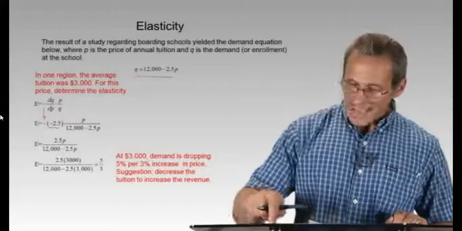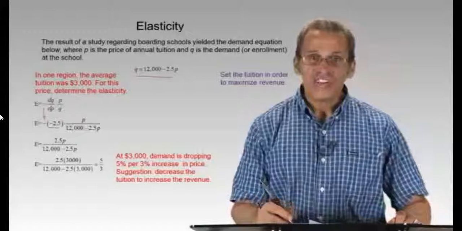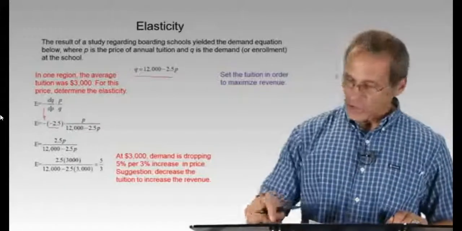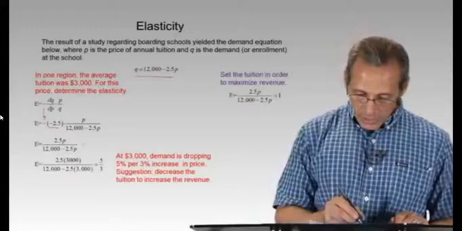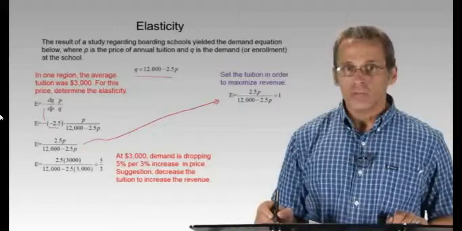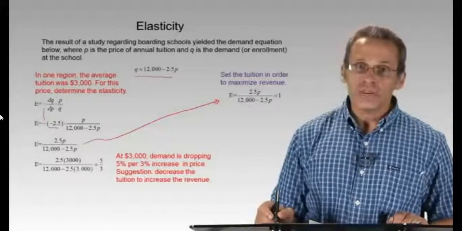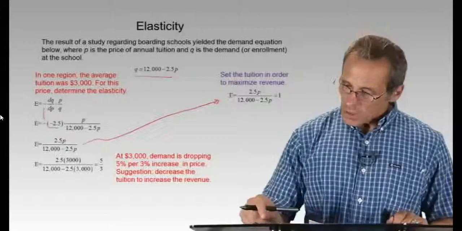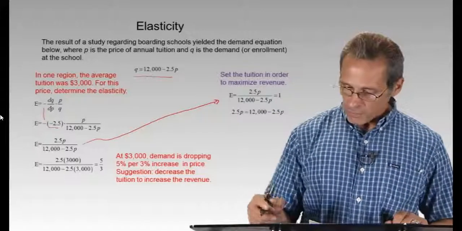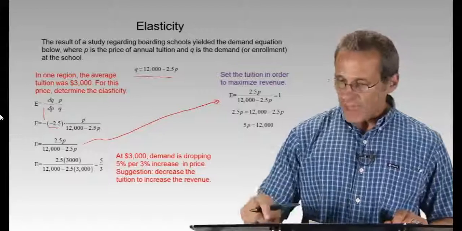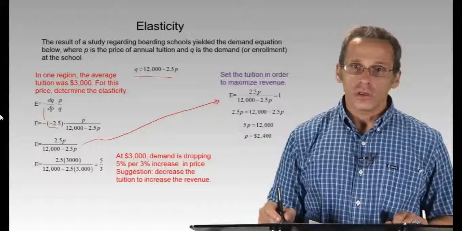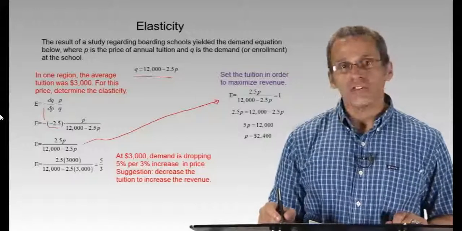And a natural next question would be, let us set the tuition in order to maximize the revenue. Now, we know the elasticity would have to be equal to 1. We take our function for elasticity in terms of price, set it equal to 1. Much as we did in the previous example, we solve for P. We have 2.5P is equal to 12,000 minus 2.5P. 5P equals 12,000. P equals $2,400. The tuition to maximize the enrollment.